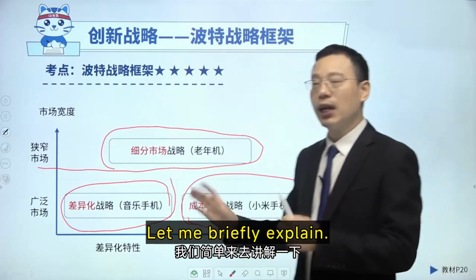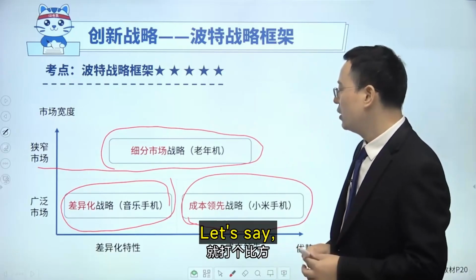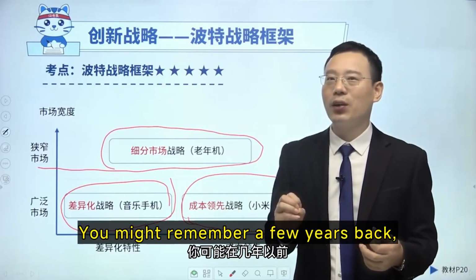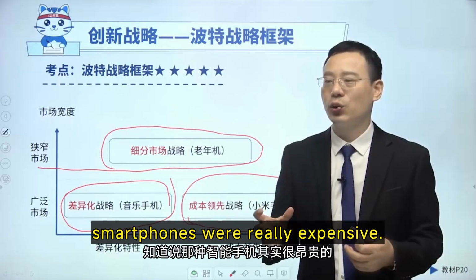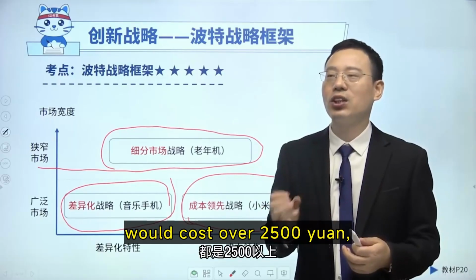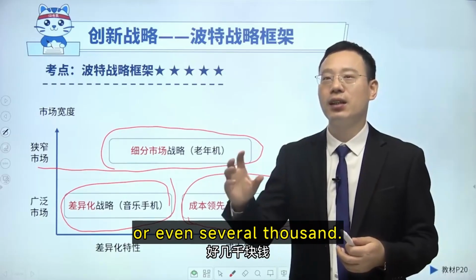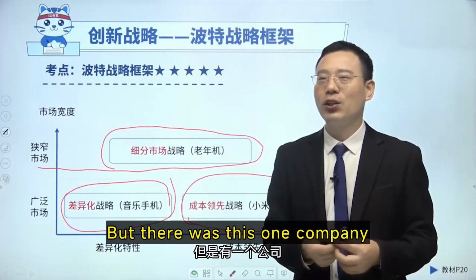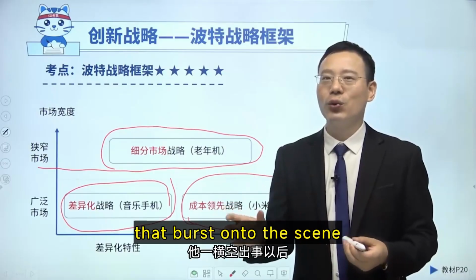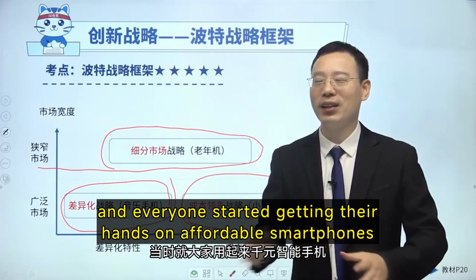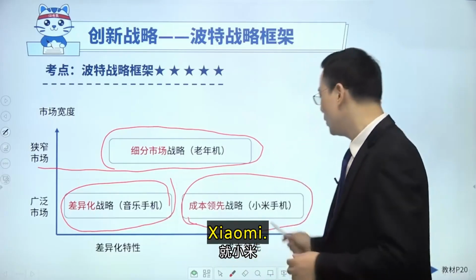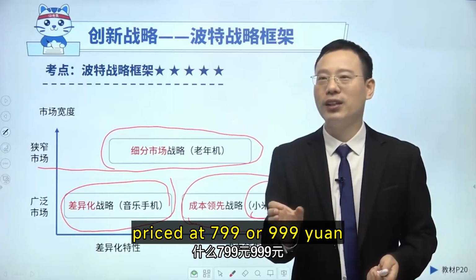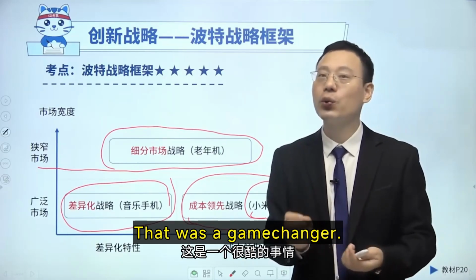Let me briefly explain. Let's say, for some products, take smartphones, for instance. If you're a little older, you might remember a few years back, smartphones were really expensive. A typical smartphone would cost over 2,500 yuan, or even several thousand. And salaries back then weren't as high as they are now, right? They were pricey. But there was this one company that burst onto the scene, and everyone started getting their hands on affordable smartphones. Xiaomi, that's who, with their budget-friendly smartphones priced at 799 or 999 yuan, suddenly made smartphones a top priority. That was a game changer.